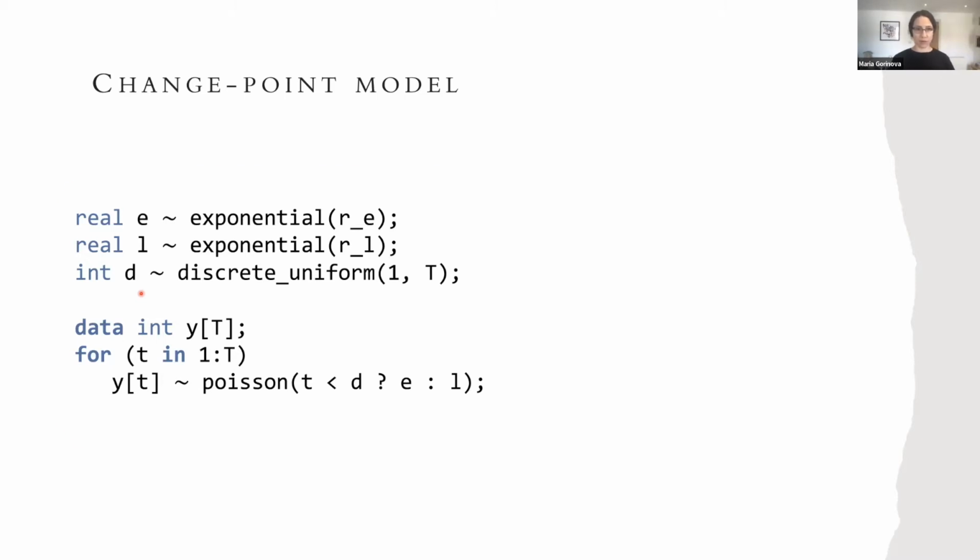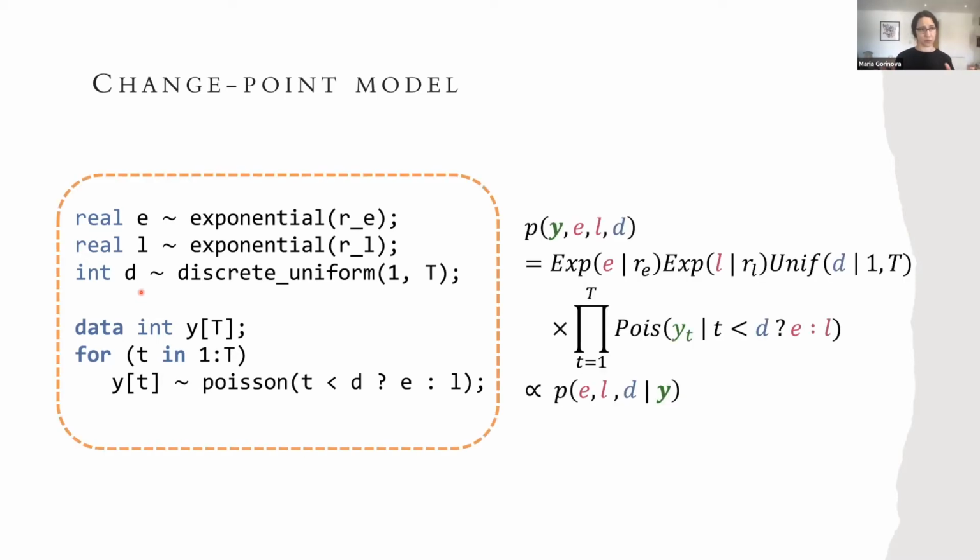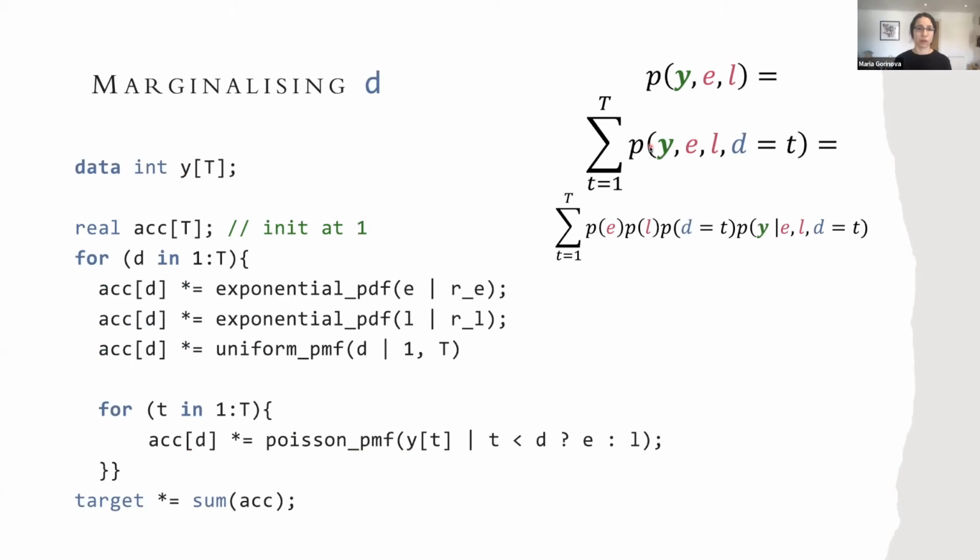And what do we want to happen? Firstly, in Stan and SlicStan, this program encodes the joint distribution between all the variables, including both parameters and data, which in this case is this. Instead of looking at P of Y, E, L, and D, we can look at P of Y, E, L, where we marginalized out D. And this is how we write it in SlicStan.